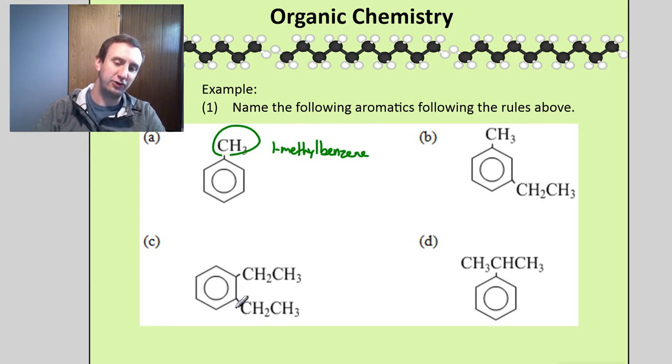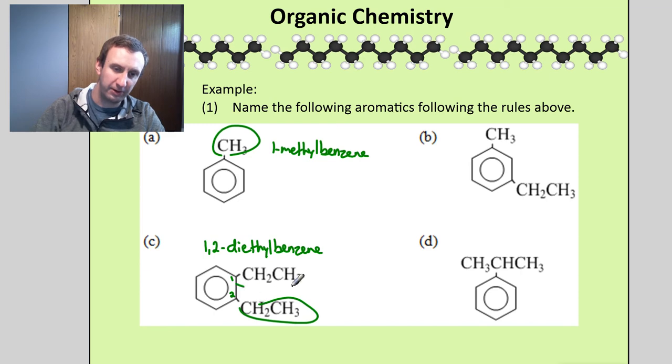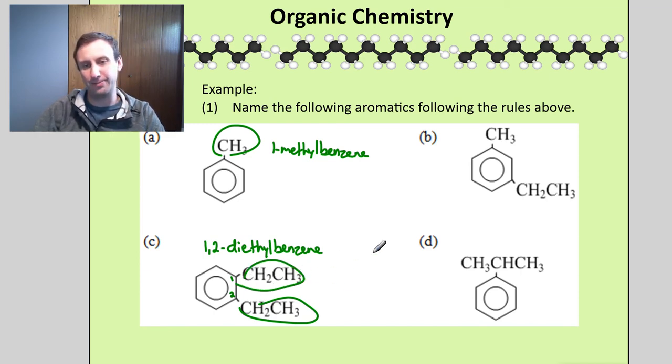All right, I've got 2 branches right here, and it's both ethyls. So I would have carbon 1 and carbon 2 of my benzene. So this is 1,2-diethylbenzene as a name, right? Ethyl, ethyl, 2 ethyls on that benzene. If I go 1,2 or 1,2, it doesn't matter. Now for, oh, I did C first. Whoops. Now we go to B.